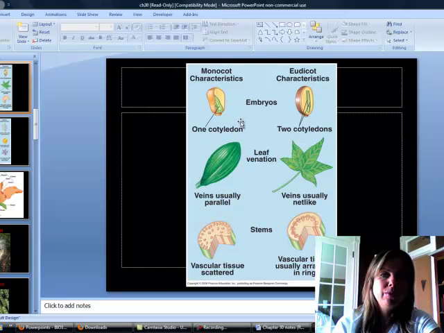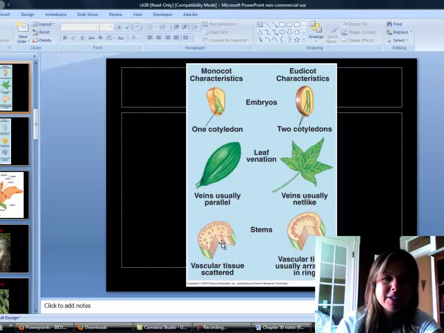One difference is that if you look at the veins in the leaves of a monocot, the veins are all going to be going in the same direction. They're all going to be parallel. Whereas if you look at the veins in the leaf of a dicot, they're all branching out. Another difference is if you look at the stems, in a monocot, the xylem and phloem, which we just call vascular tissue, are spread throughout the stem, whereas in a dicot, it's going to be arranged in a perfect circle around the outside.